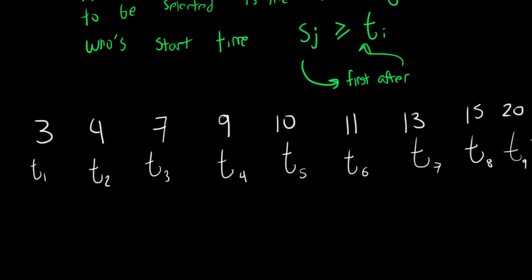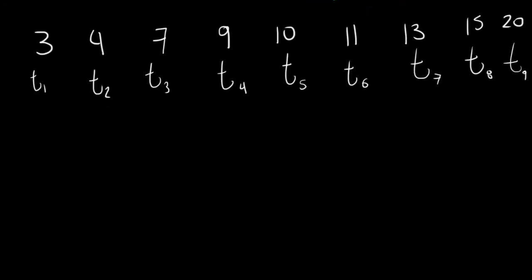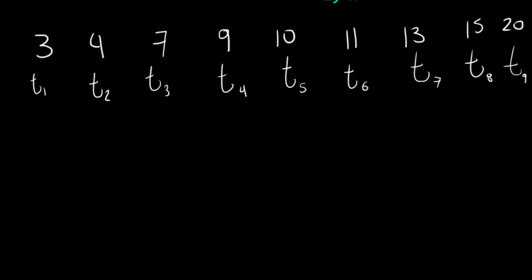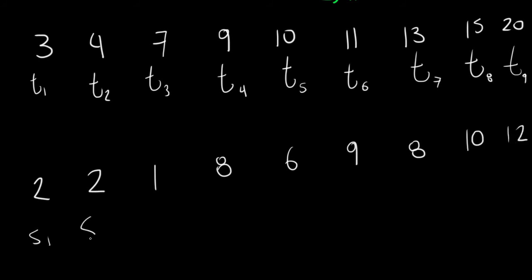So now we're going to have the start times, and we said we're going to have these stored with the finishing times. So the T is the finishing times, and the start ones will be over here. So we'll have the corresponding start times here: 2, 2, 1, 8. What do we want? 6, 9, 8, 10, 12. And just to make sure it's all clear, I'll go ahead and write the corresponding symbols. 7, S8, and then S9.